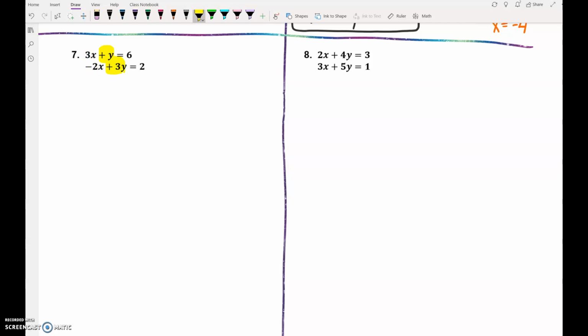I see that the top y is just a 1y. So what do we want that top y to be? Negative 3y. So we'd have to multiply the entire top equation by negative 3. So negative 9x minus 3y equals negative 18. Make sure you multiply that to all three things. The bottom equation we are not changing.